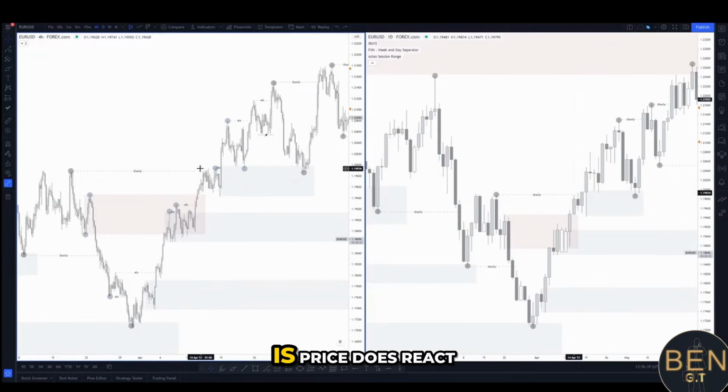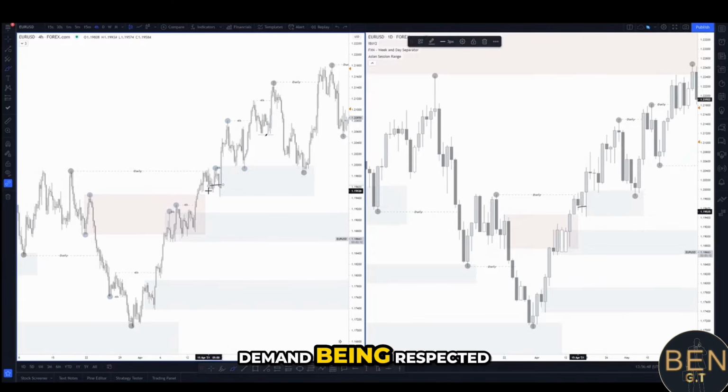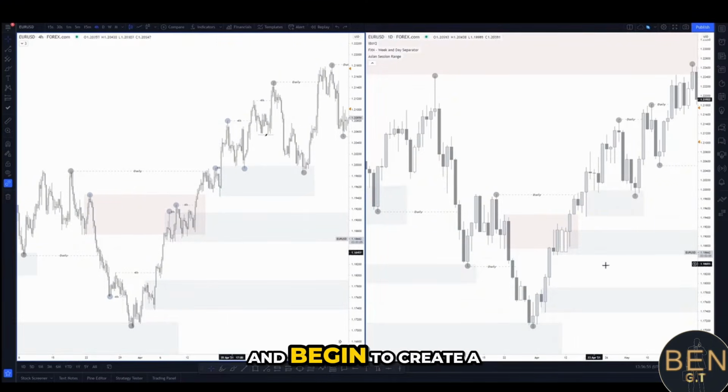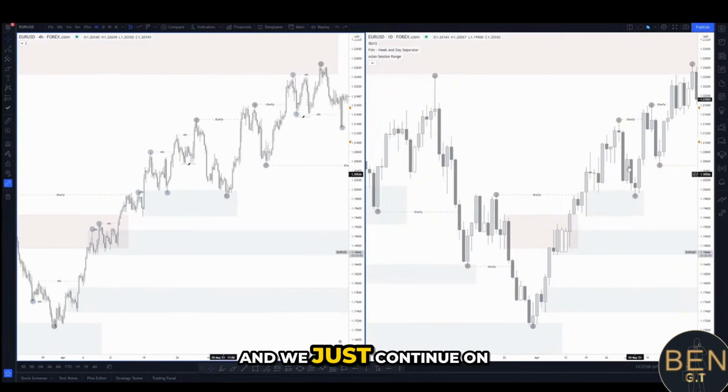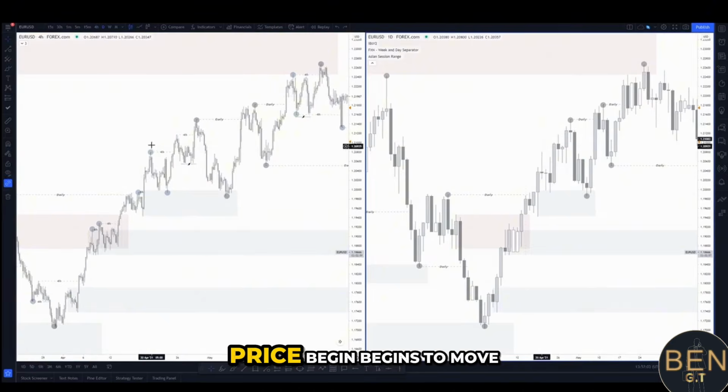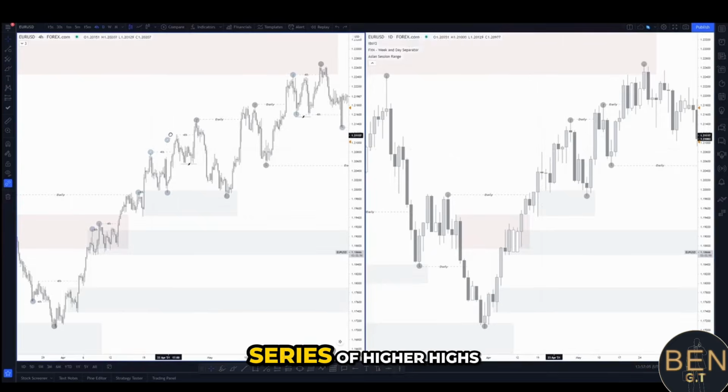And what we can see is price does react, and we can even see it on the daily chart. We had 1 day of selling, followed by demand being respected and price continuing to the upside to create a higher high on the 4-hour chart and begin to create a higher high on the daily chart as well. And if we just continue on moving, we can see that as price begins to move up, we start to see a series of higher highs and higher lows forming on the 4-hour chart. And we finally print in a daily higher high right here. And then we start to see price moving to the downside.